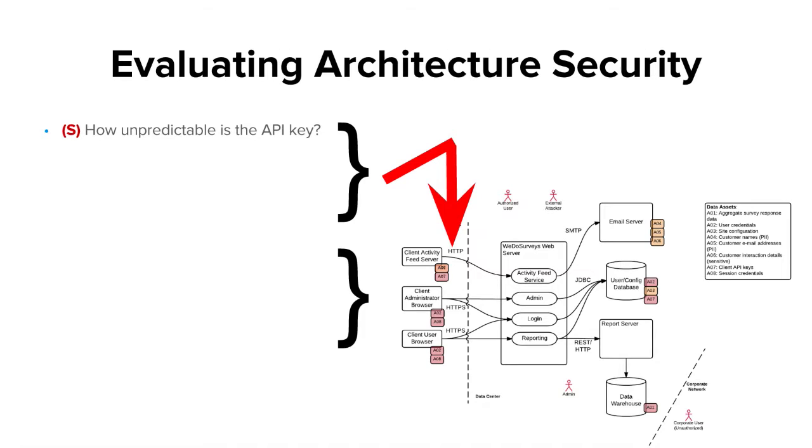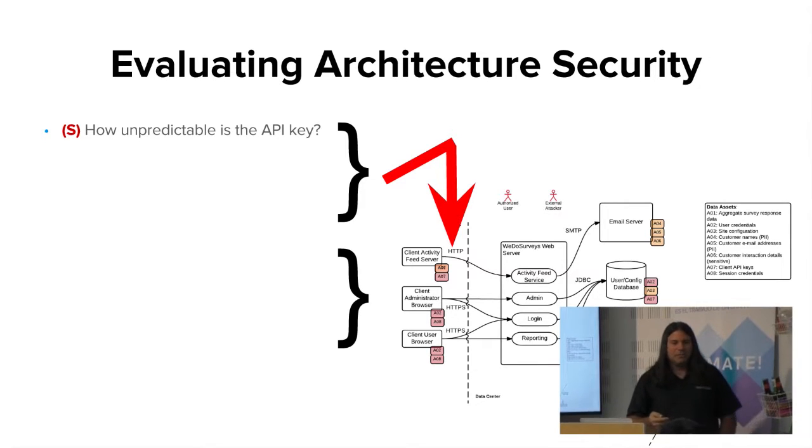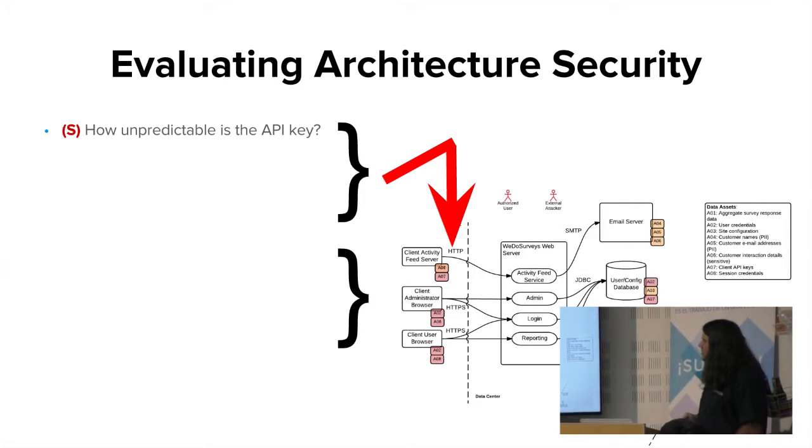Spoofing. This client provides a key to authenticate to the feed service. Is it predictable? Is that something that I can guess? If I write a Perl script that just sits there in a loop, generating new API keys, am I likely to be able to find one that's valid? If the API key is like a 3-digit number, it seems like a high likelihood you can do that very easily.